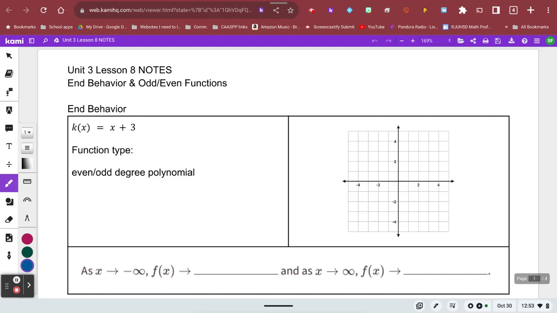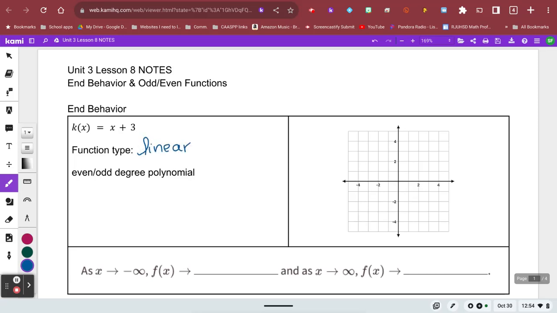Okay, today we're going to go over Unit 3, Lesson 8 notes. This is talking about end behavior and odd and even functions. So with these, you're going to go ahead and go on to Desmos and graph them and then tell us about all of it.